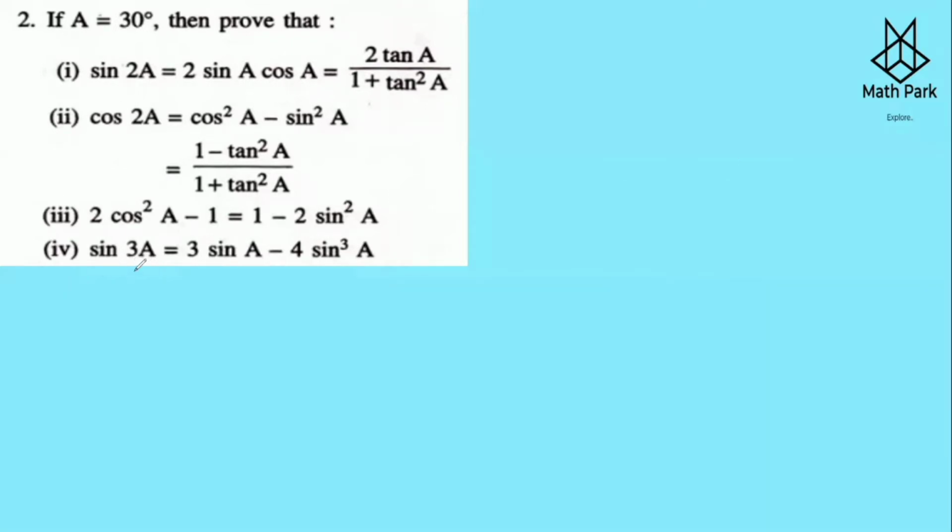We have sine 3A. So let us take the LHS. So LHS is equal to sine 3A, that is sine 3 times 30. So sine 3 times 30 is sine 90, and sine 90 is equal to 1.